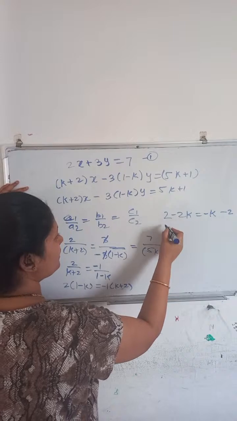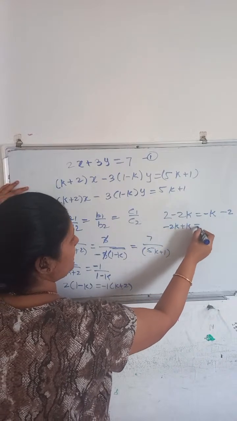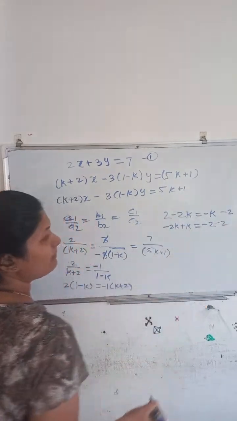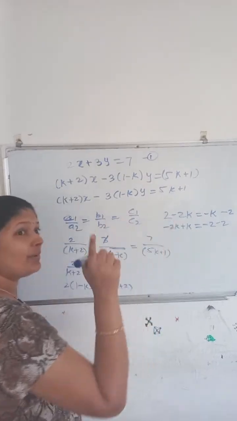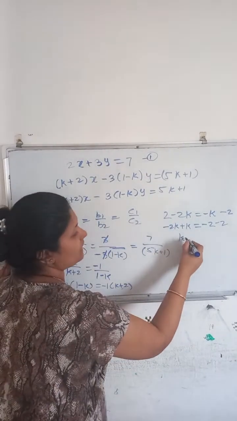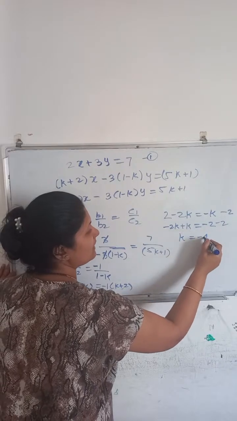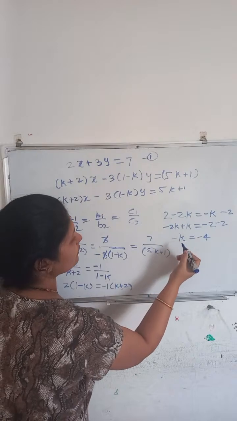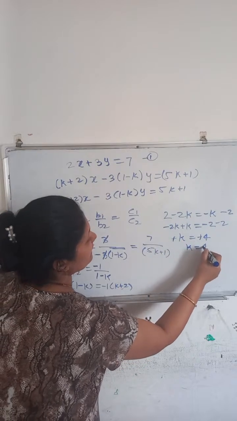So this minus k you can transpose to this side. This will become plus, and this is minus 2, and this plus 2 if you transpose there, it will become minus 2. So minus 2k plus k is minus k, and minus 2 minus 2 is minus 4. Oh, minus and minus get cancelled, and k is 4.